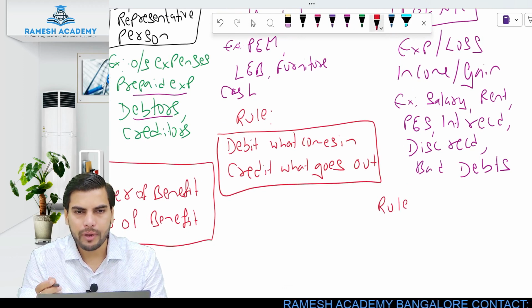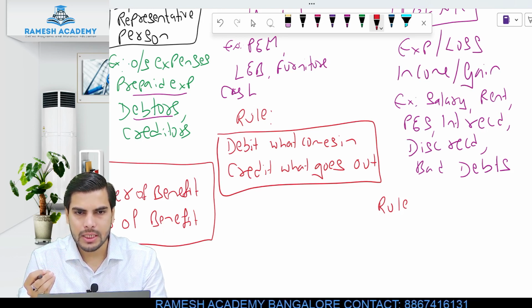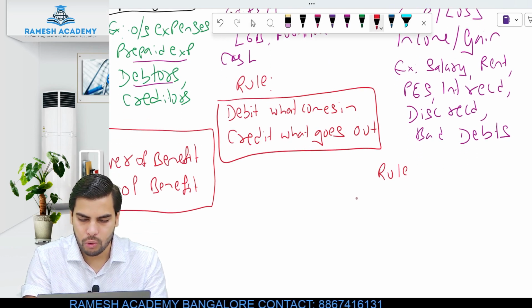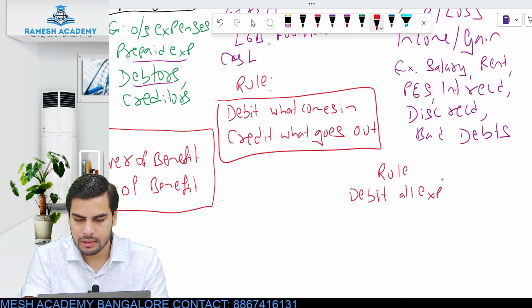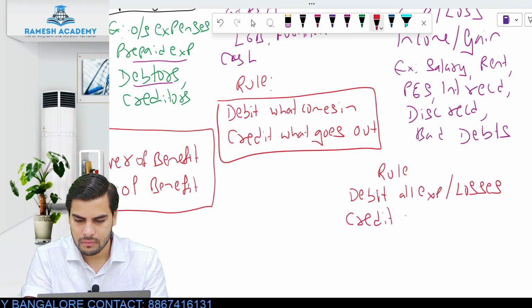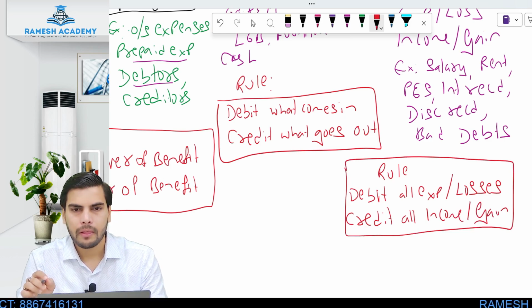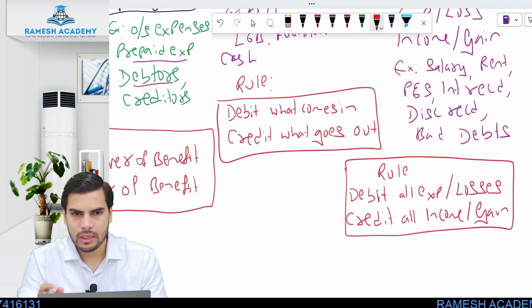On the debit side of the P&L account, normally what do we show? Do we show the income or expenses? On the debit side, don't you think we'll be showing all the expenses and losses, and the credit side will be representing all the income and gains? The rule is very simple. The rule goes like this: debit all expenses or losses, credit all income or gains. Clear? So debit all expenses and losses, credit all income and gains. This would be the rule of nominal account.